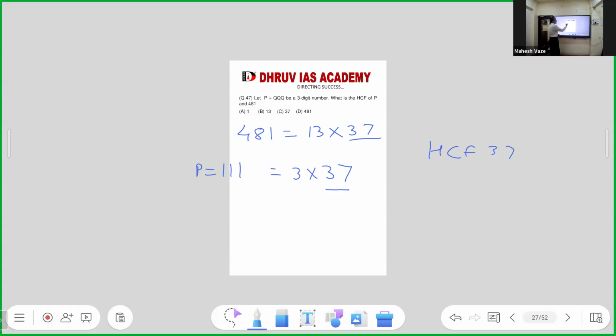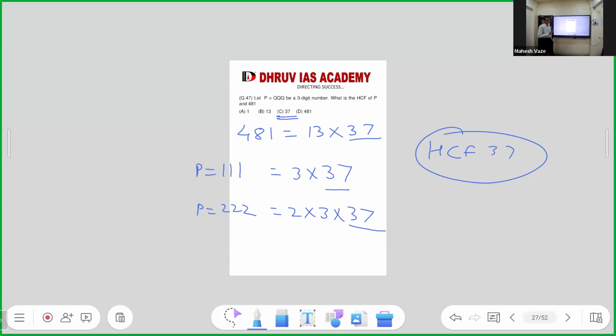Now 222. Suppose QQQ means 222. Now here the factors will be 2 into 3 into 37. But again the common factor for 481 and this 222 will be 37. So likewise any multiple of 111, say 3 times this, 4 times this, 5 times this, the only common prime factor will be 37. So HCF will be 37. So option number C, because HCF is the product of the common prime factors.